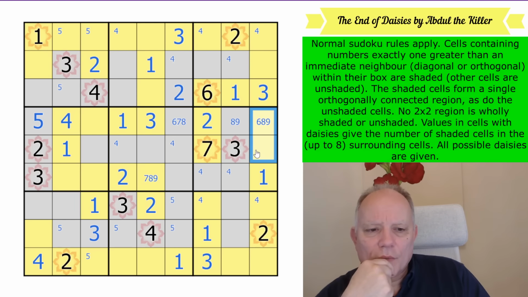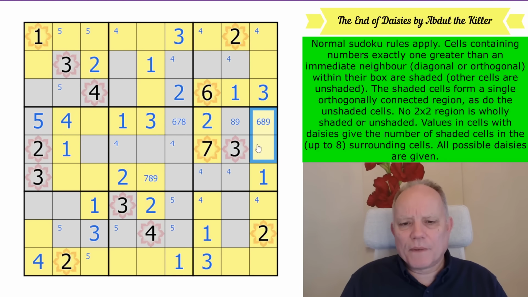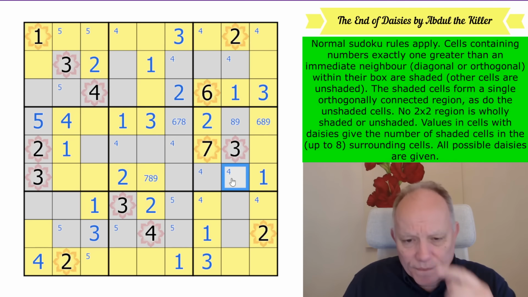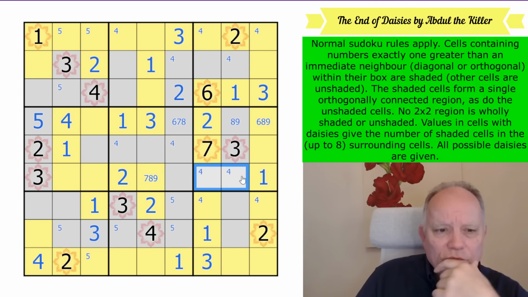Two, 7, 3, 1. So we've got 5 to place. 5 there puts 4 here. 5 there puts 4 here. And 5 here puts 4 there. This could very easily be a 5-4 pair.